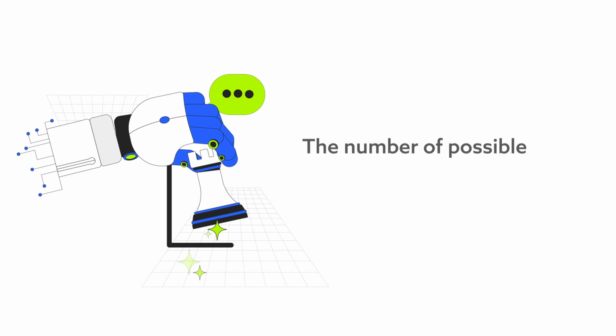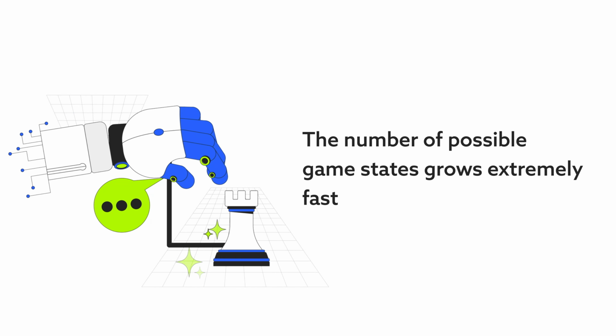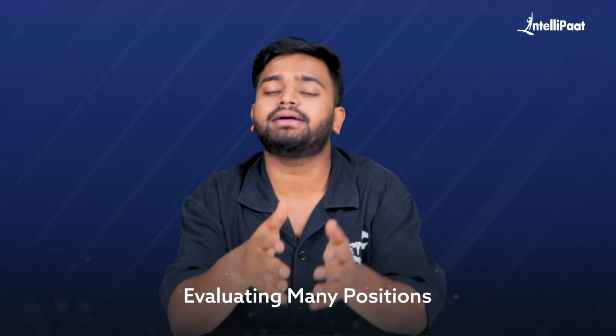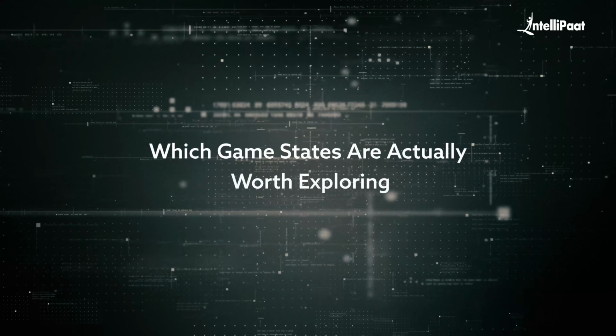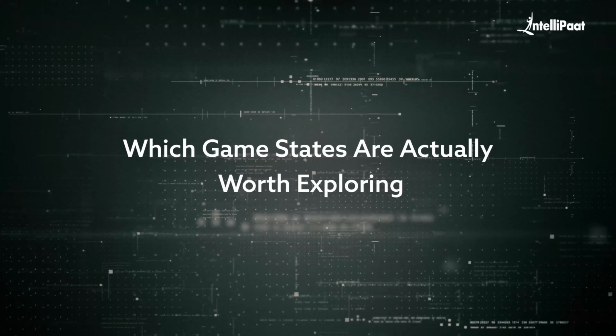The problem is that as the AI looks further ahead, the number of possible game states grows extremely fast. Even searching just a few moves ahead can require evaluating many positions. So the real challenge isn't just finding the best move. The real challenge is deciding which game states are actually worth exploring.